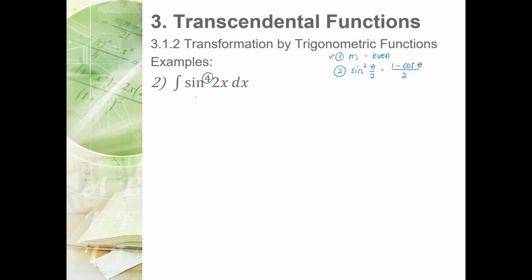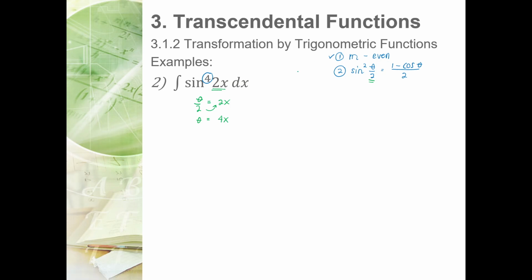So we have u is equal to, not u there, sorry, theta all over 2 is equal to 2x. Okay, 2x, theta over 2. So multiply 2 to the other side. So theta is equal to 4x.